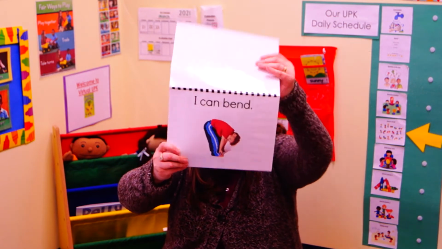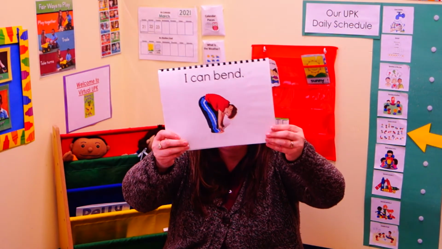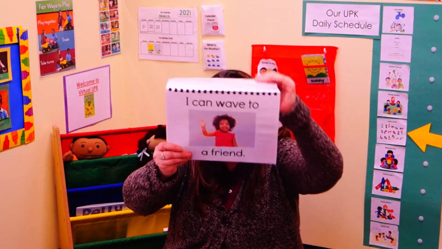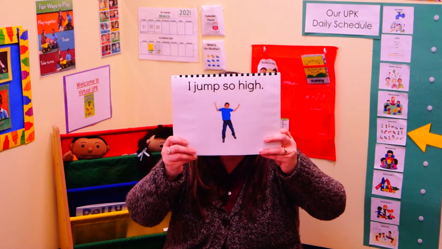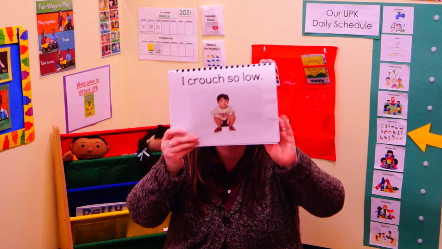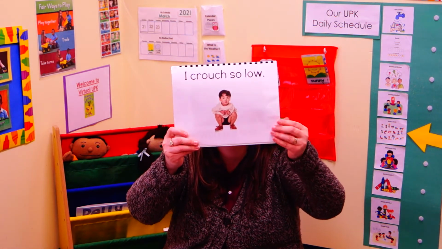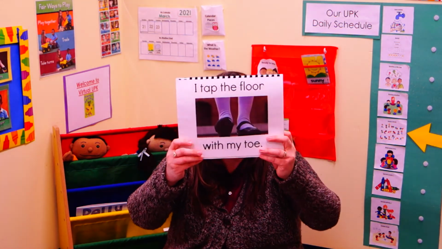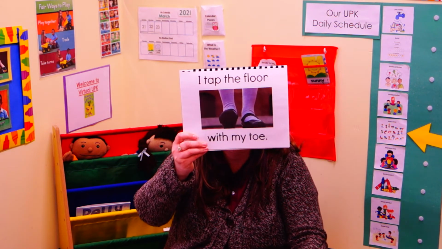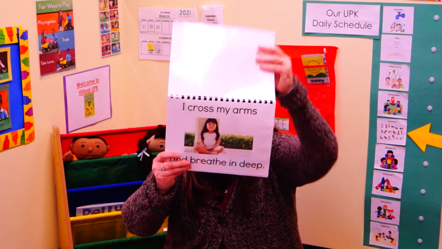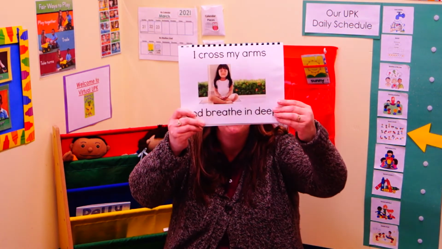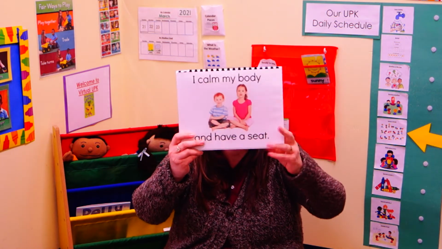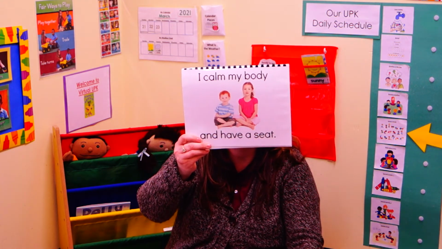I can stretch, I can bend. I can wave to a friend. Hi, friends. I can jump so high. I can crouch so low. I can tap the floor with my toe. I cross my arms and breathe in deep. I calm my body and have a seat.